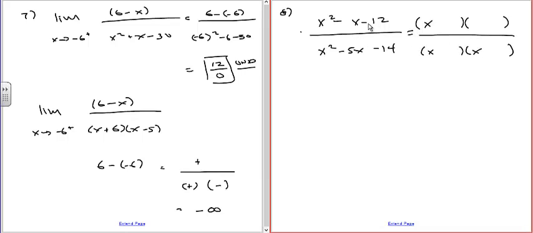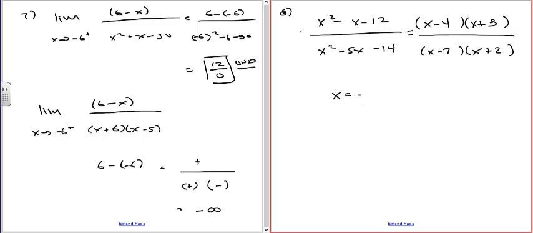So two numbers multiplied together give you negative 12, added together give you negative 1. So that would be it. Two numbers multiplied together give you negative 14, but added together give you negative 5. So you get that. And you can see there are no common factors, so the vertical asymptotes are vertical lines.